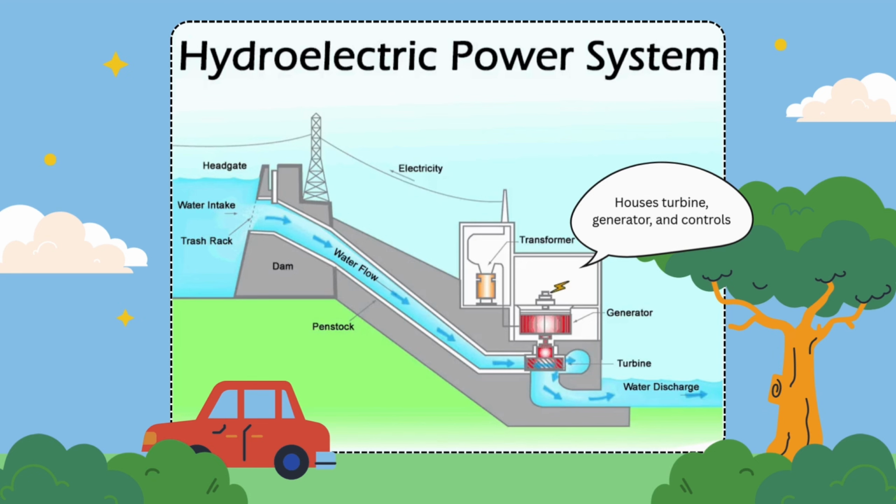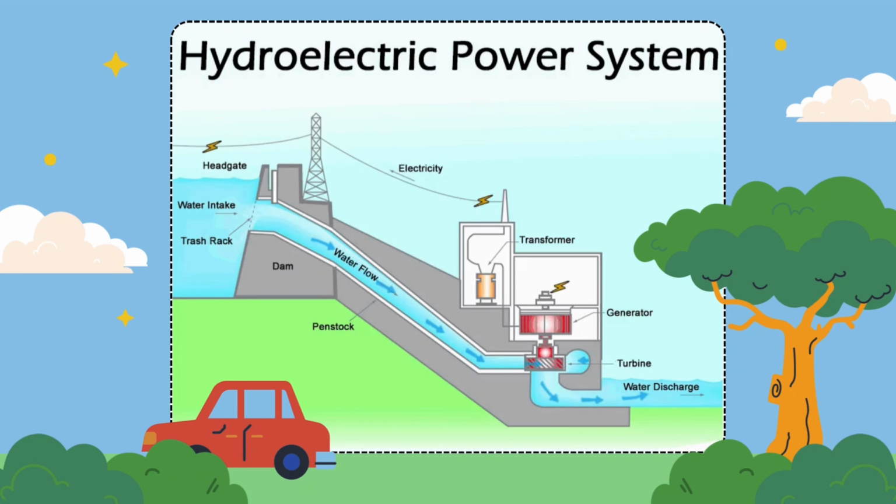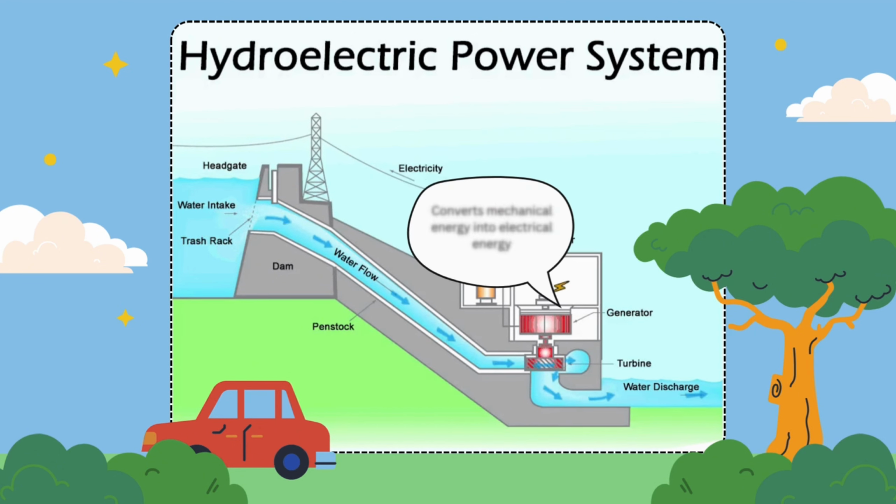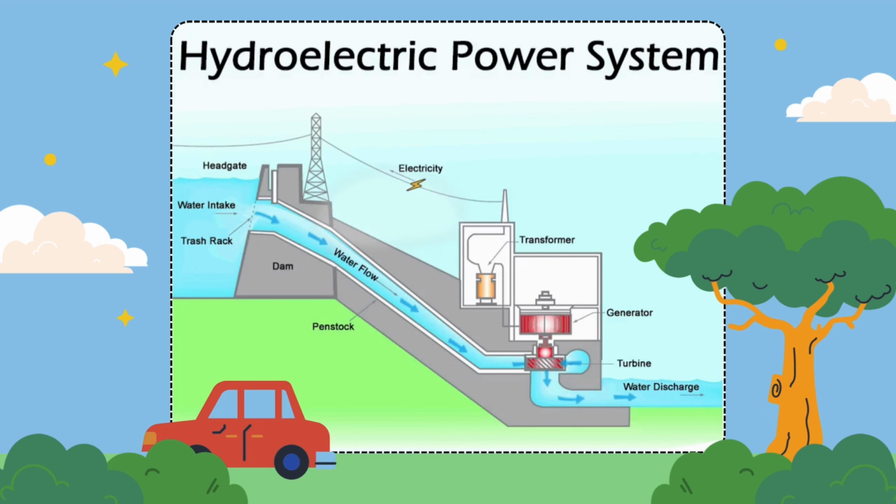Fourth, the powerhouse contains the turbine, generator and control systems. Fifth, the turbine spins as water flows through it, turning kinetic energy into mechanical energy. Sixth, the generator is connected to the turbine and turns mechanical energy into electricity.